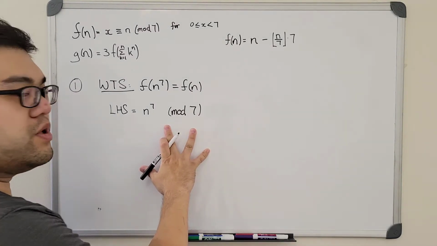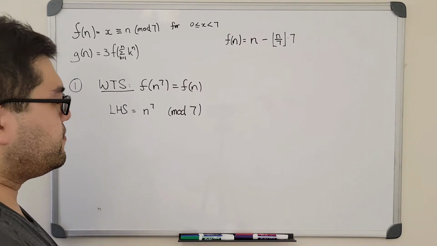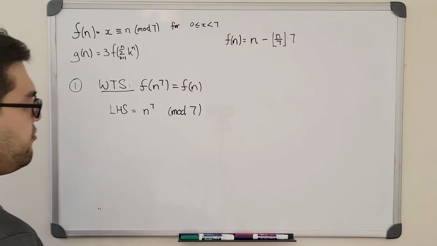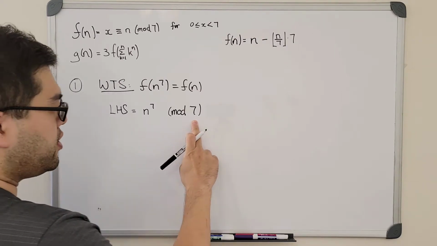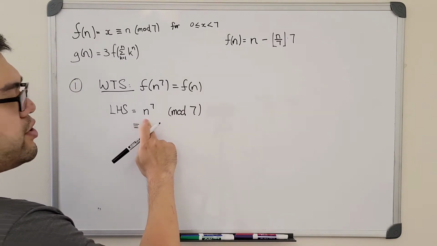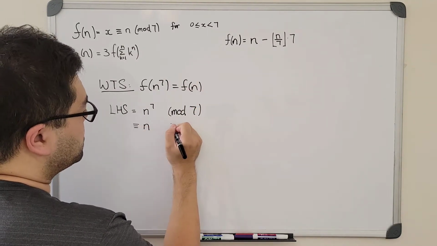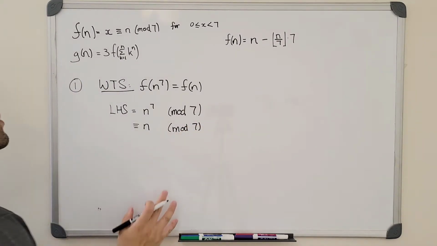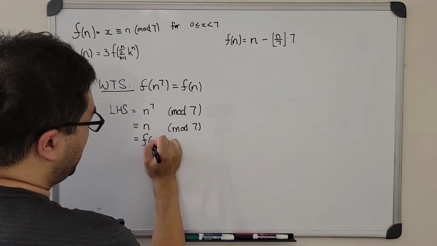So why do we want to do this? Well, we can now use Fermat's little theorem. If you don't know what it is or don't remember, go back and check my old videos. I've explained it a few times already. Through that theorem, since 7 is a prime number, any natural number n raised to the 7th power must be congruent to n itself in mod 7, which is the same as f(n), the right-hand side.